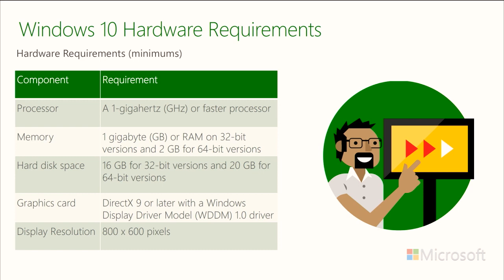For example, the processor requirement at the minimum is a 1 gigahertz or faster processor, as well as 1 gigabyte of memory or RAM. And again, there are things that we don't list there with the processor. If you're using Hyper-V, you need to make sure it's a virtualization-enabled processor, and things like that you want to consider as well. But yeah, the RAM, 1 gig, or 2 gig if it's 64-bit Windows, and the hard disk space, make sure you have enough hard disk space.